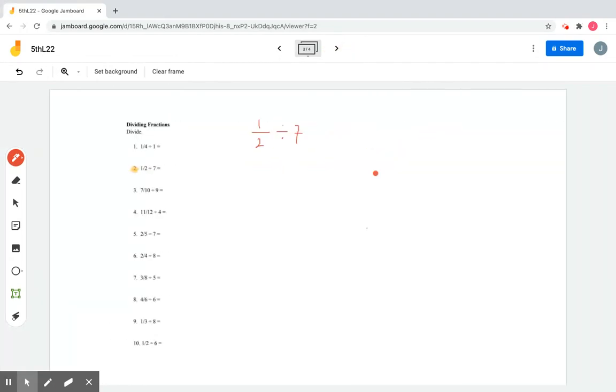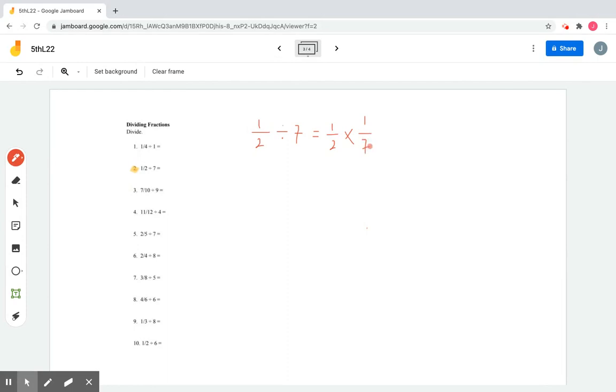So now we're going to do dividing fractions. Let's work on number 2. So number 2 is 1/2 divided by 7. When we divide fractions, for me, the easy way to do this is switching the sign. We have this division sign, so I'm going to change it to multiplication. So 1/2 times, but then when you change the sign, you have to flip the numbers. So I'm going to write the reciprocal of 7, so it will be 1/7.